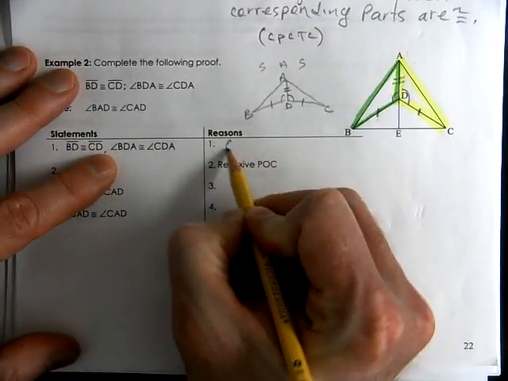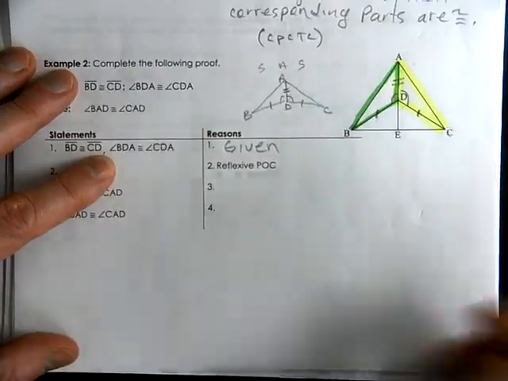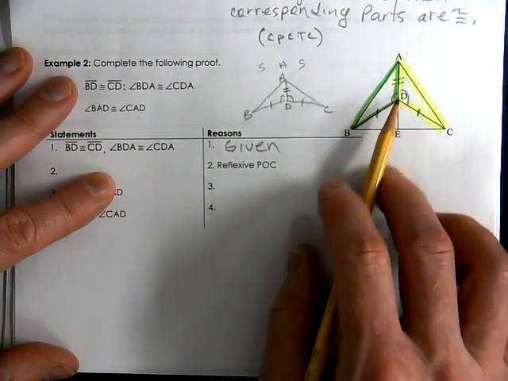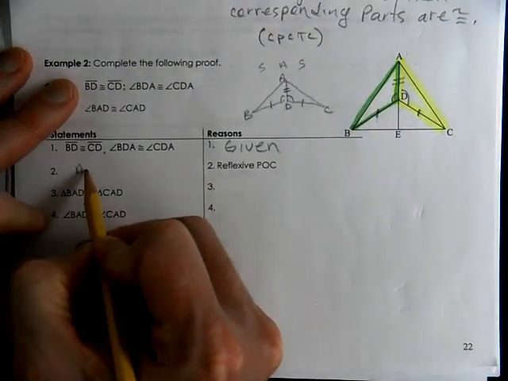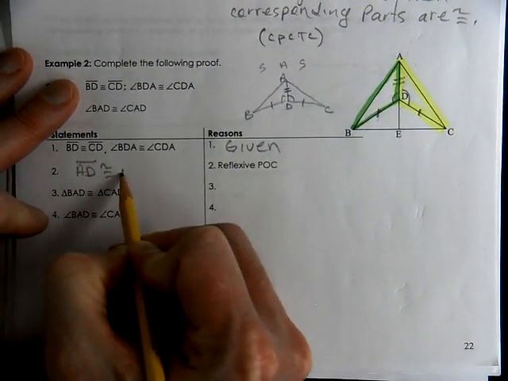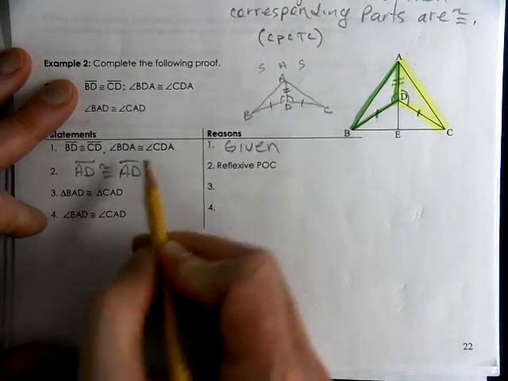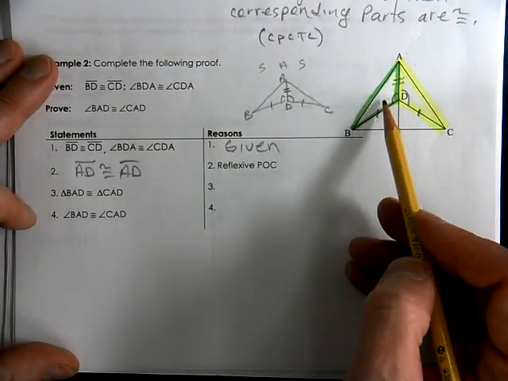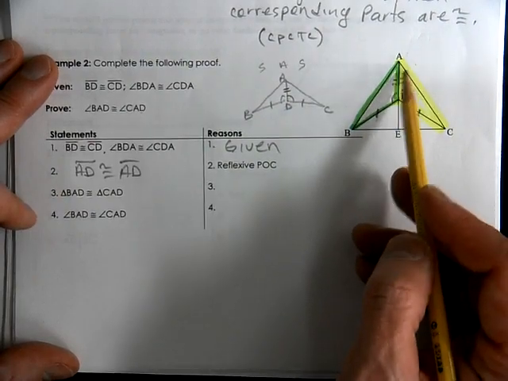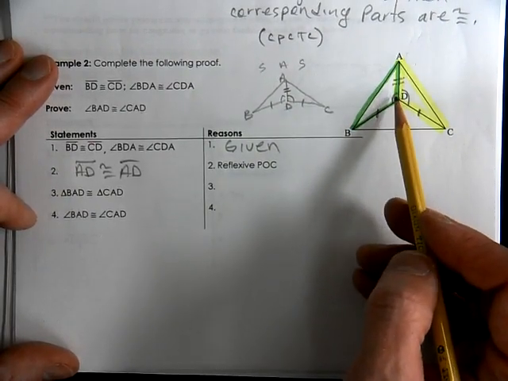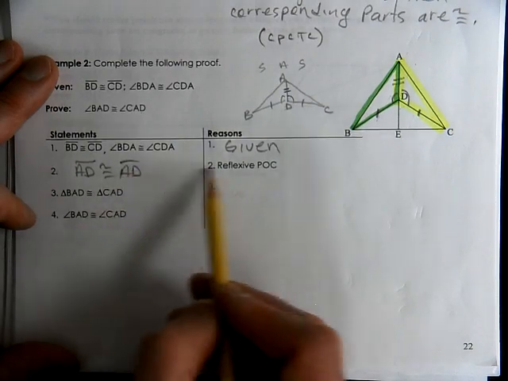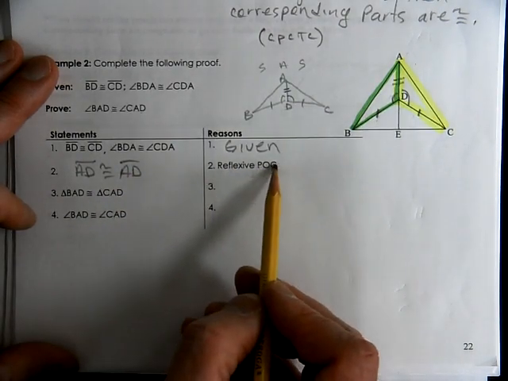So we're starting out with the given. We have the reflexive side. And notice that we're labeling those in the same order because we're going from the top of the shape down and the top of the shape down. They're in corresponding directions. So it's AD is congruent to AD. It's the reflexive property of congruence.